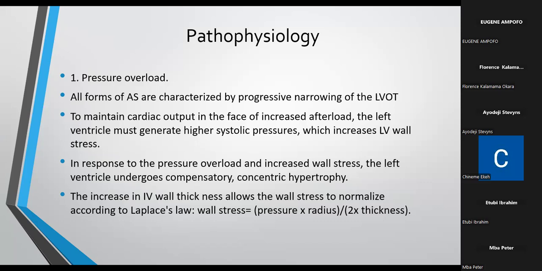In response to the pressure overload and increased wall stress, the left ventricle undergoes compensatory concentric hypertrophy. The increase in LV wall thickness allows the wall stress to normalize according to Laplace's law, which says the wall stress equals pressure multiplied by radius, divided by 2 times the thickness.